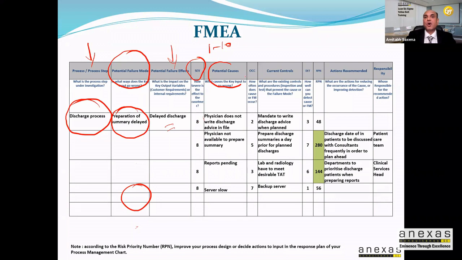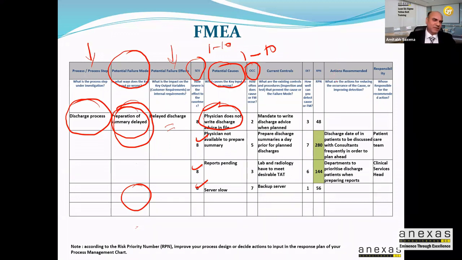What are the potential causes of this failure mode? So they have written down the causes. How often do they occur? If it occurs every time, it is 10. If it never occurs, 1. So again, a 1 to 10 rating of occurrence rate.